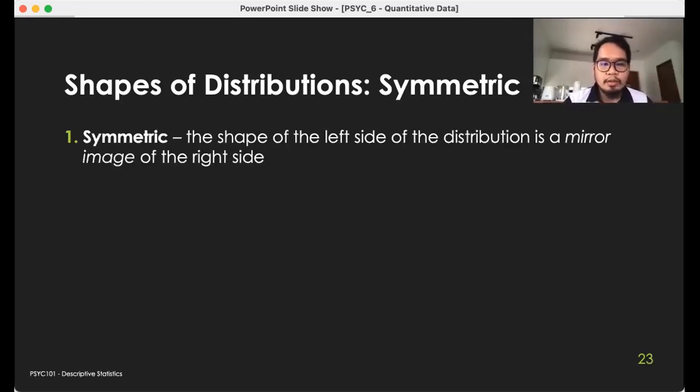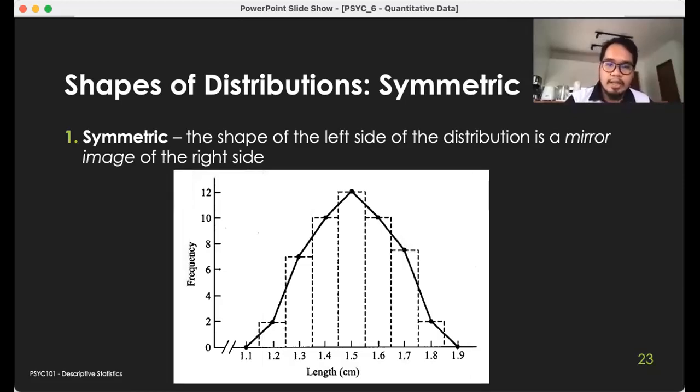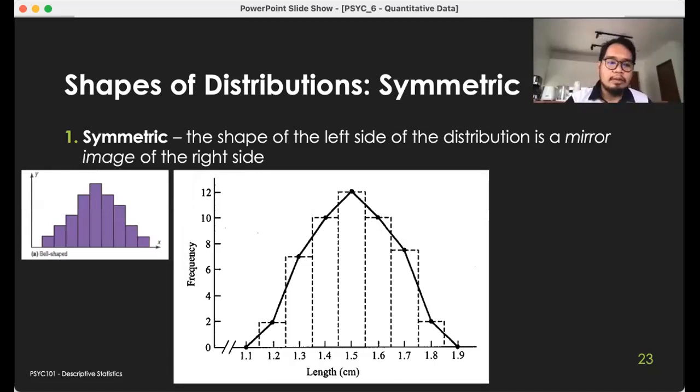When you say symmetric distribution, the shape of the left side of the distribution is a mirror image of the right side. You have a mean at the center, and if you look at the left side, it will be a mirror image of the right side. That's what you call symmetric distributions, or bell-shaped distributions, or the normal distribution. We will talk more thoroughly about this in the coming modules.